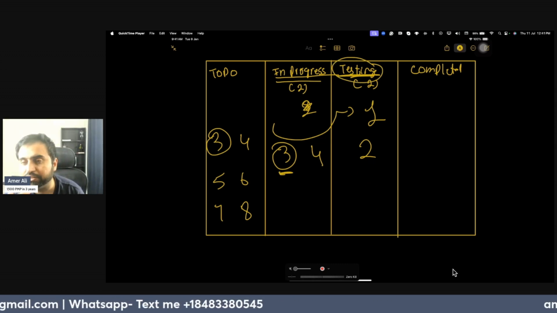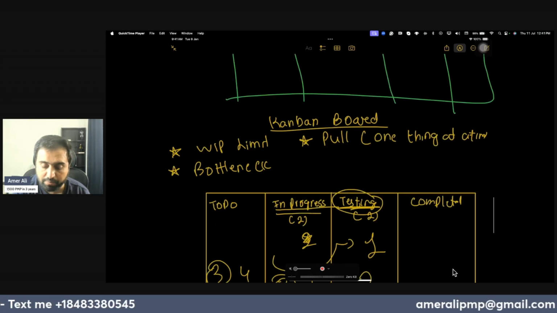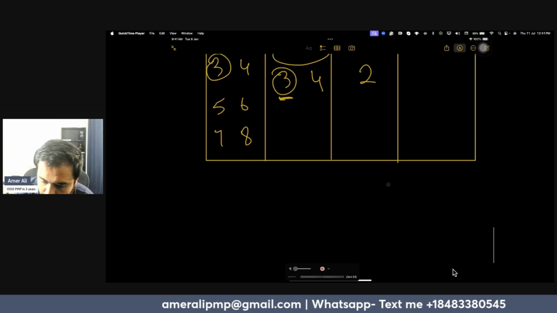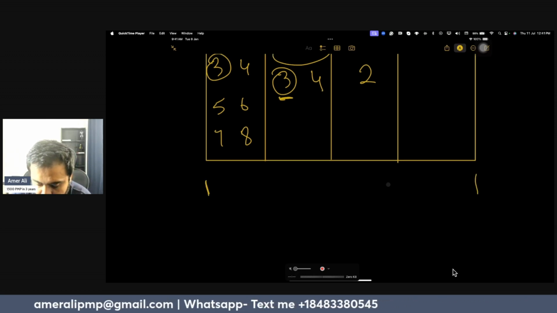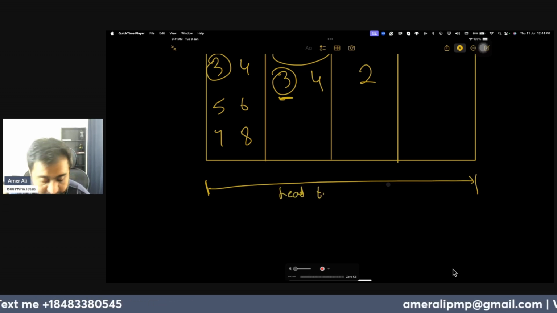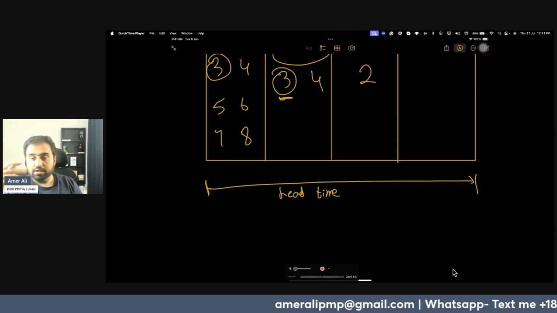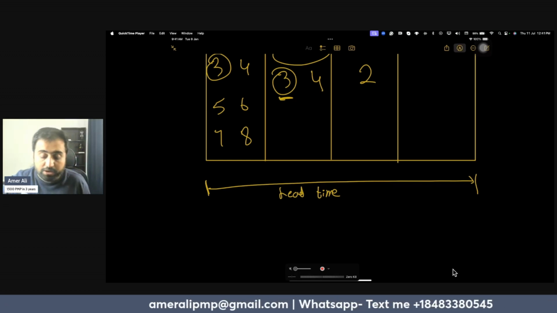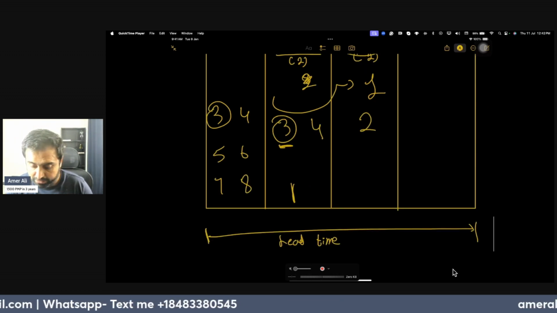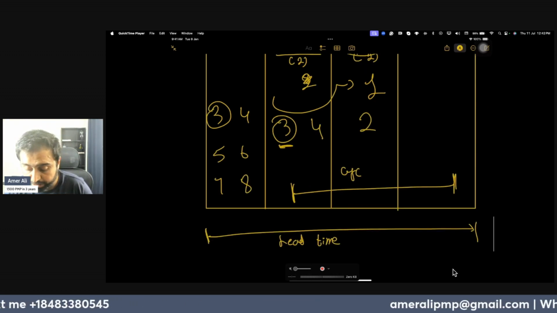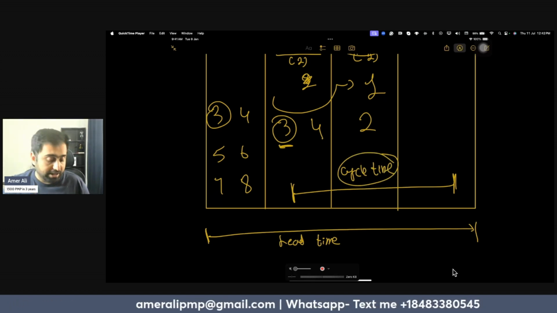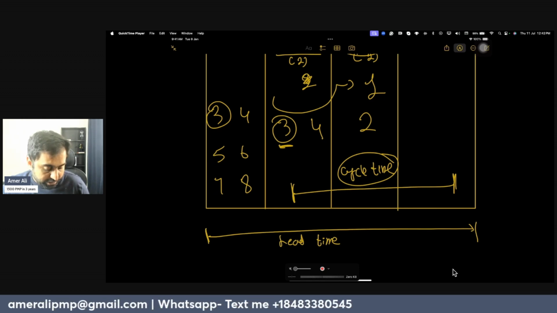What is the purpose of a Kanban board? It helps you identify a bottleneck and build the flow. One more thing: in a Kanban board, the total time from when a user story is requested until it is completed is called lead time. The time from when the team started working until it got completed is called cycle time. So lead time and cycle time are both important. We need to look into that.